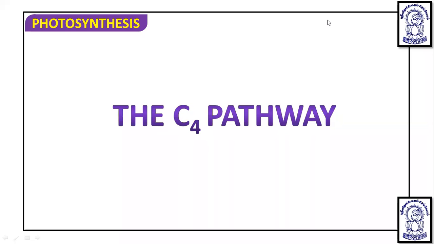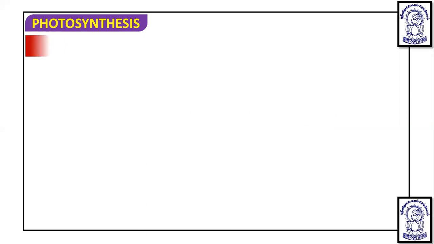As we have discussed in the previous lecture, when the first stable product after CO2 fixation is of 3 carbon, we call it a C3 pathway. And if the first stable product after CO2 fixation is of 4 carbon, we call it a C4 pathway.